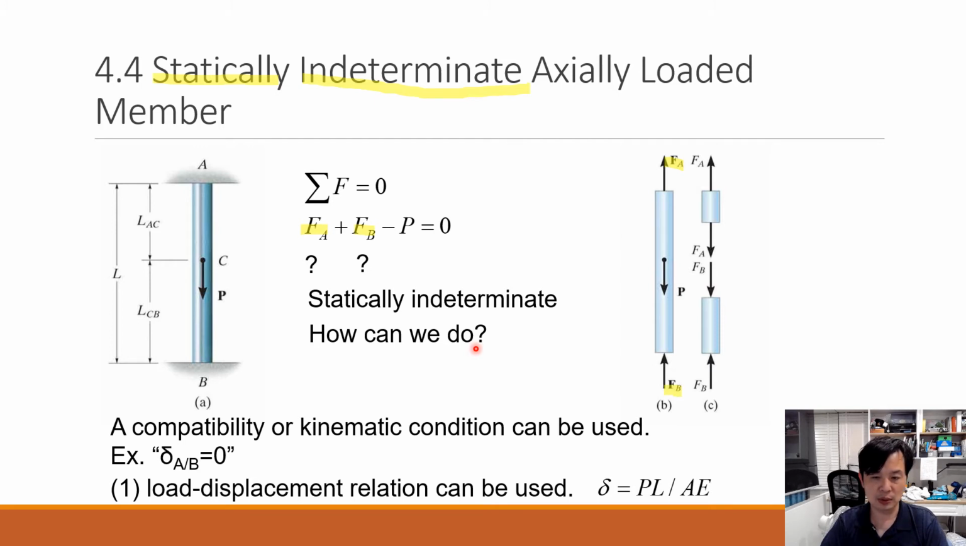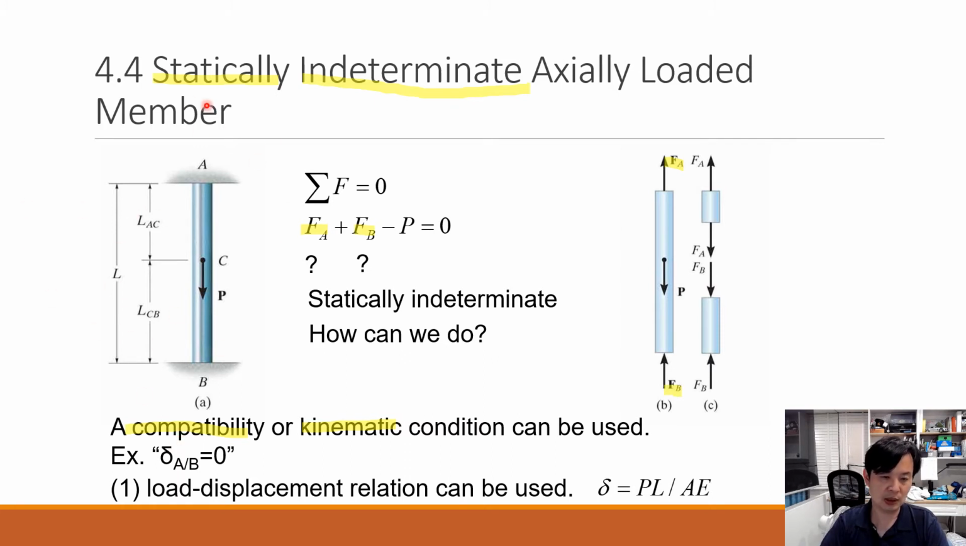The way we try to do it is we can use some additional equation from other parts of the problem or other types of condition. We call it a compatibility or kinematic condition. Compatibility 相容性, okay, kinematic 动态或者是运动 condition. In this case, compatibility would be our choice, which means we'd like to use the condition of geometry, the constraint of the geometry, to solve it. Where can we get this?